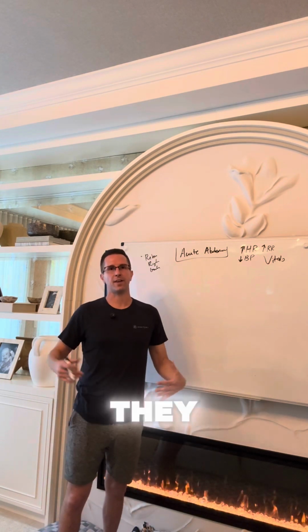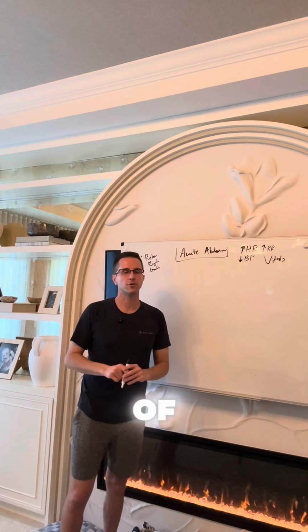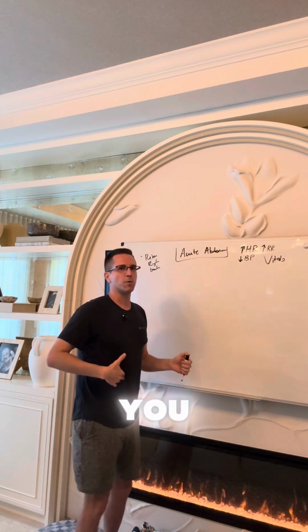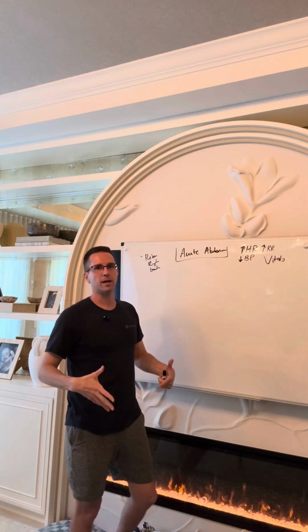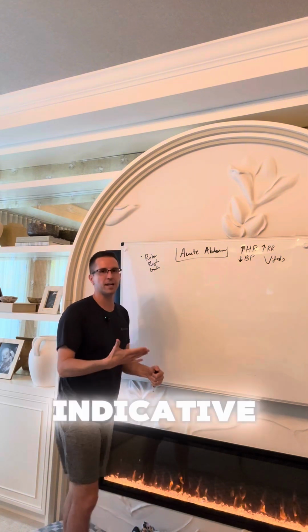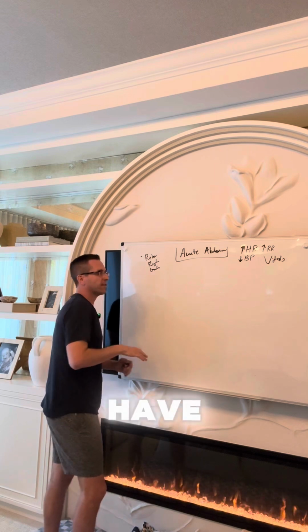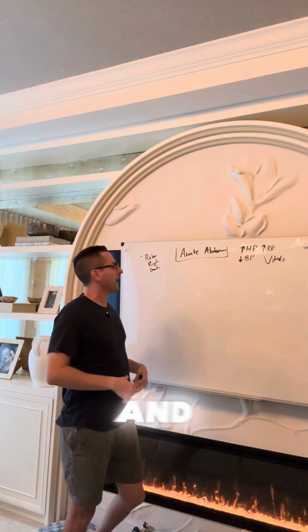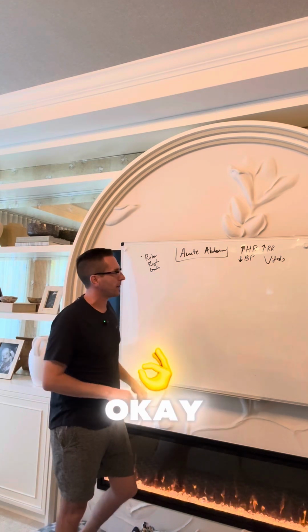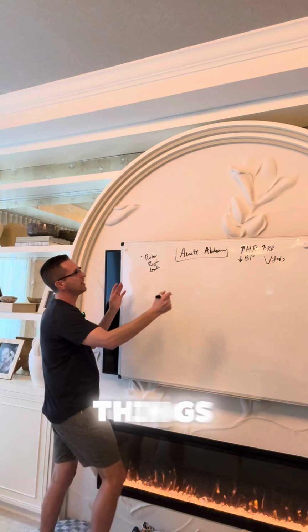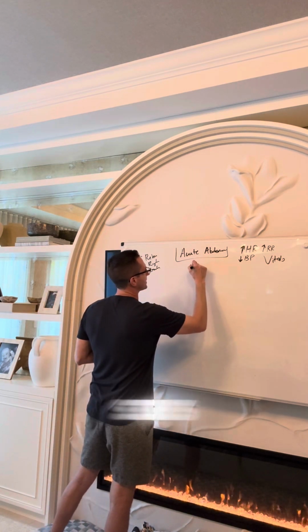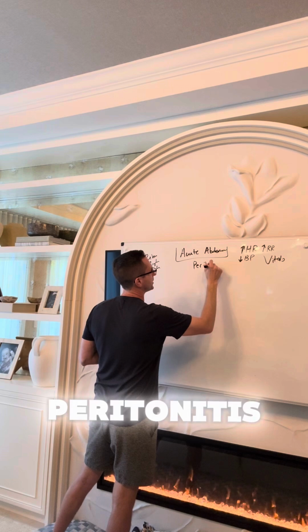They're distended. They have positive rebound. For those of you that don't know what rebound is, when you push down and you let go, they have more pain. That's a very indicative sign of peritonitis. Something bad's going on inside the abdomen. They have guarding. They don't want you to touch that area. And the abdomen can be rigid, okay? So all these things are telling us that we have an acute abdomen and signs of what we call peritonitis.